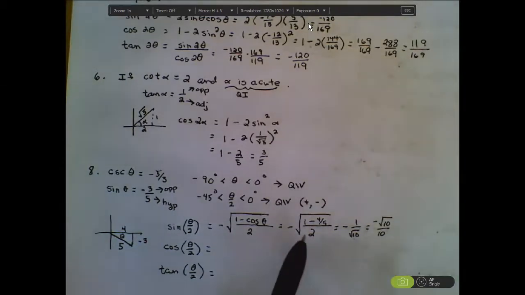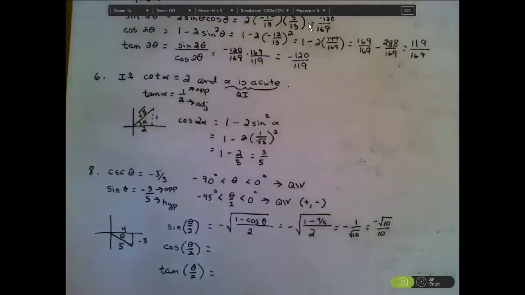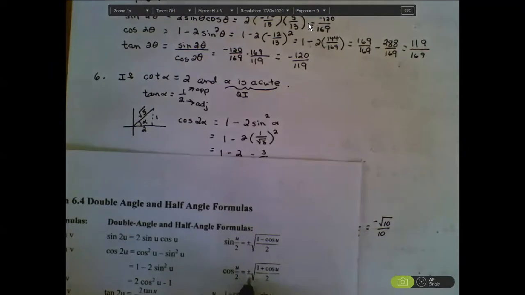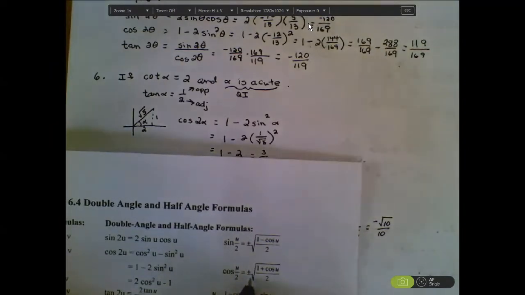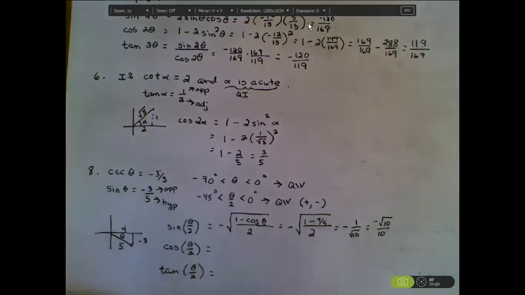So using the formula is easy. Just pay attention to the quadrant in which theta over 2 lies so that you know whether to use the positive or the negative for the formula. For cosine theta over 2, it also has a plus or minus. So I have to say if theta over 2 is in the 4th quadrant, for the cosine, would I use the positive or the negative from this formula? Positive. Yeah, cosine's your x, and in the 4th quadrant, x is positive.